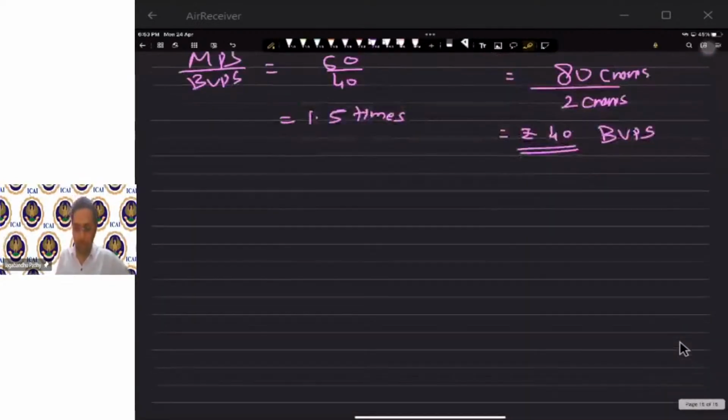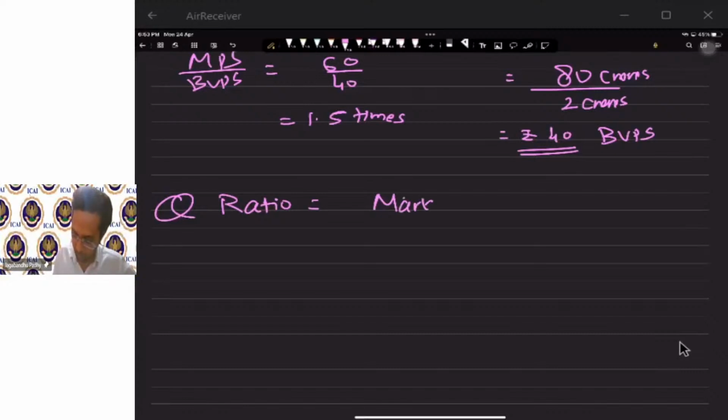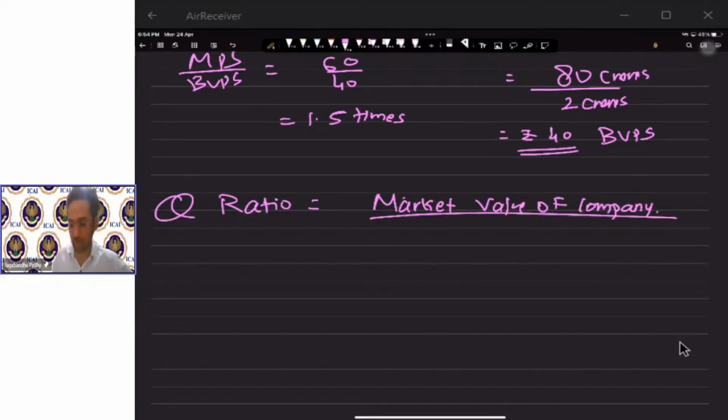Okay. The last ratio in the series that we have is something called the Q ratio. Now, Q ratio is simply market value of company divided by replacement cost of assets. You're taking the market value of the entire company as a whole, and you divide it not by the book value, but by the replacement cost of assets.